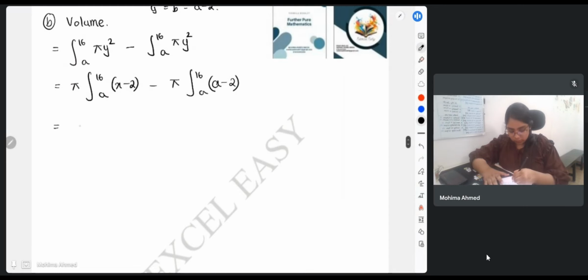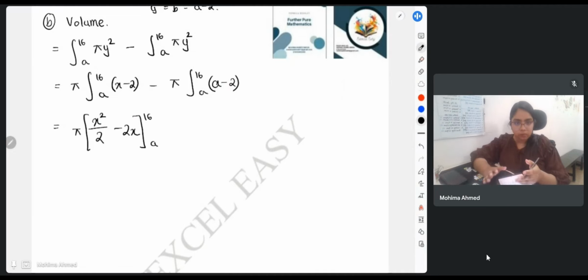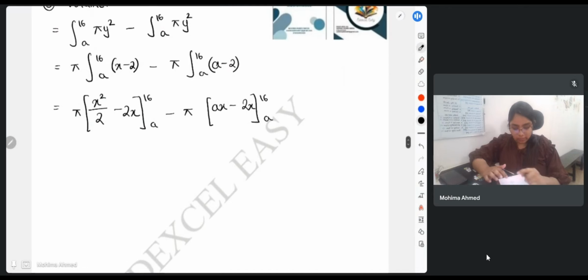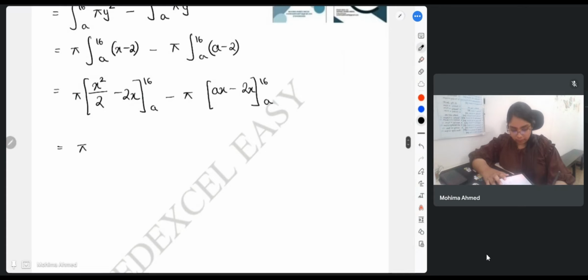Finally, we have to integrate this. It's going to be x square divided by 2 minus 2x with the boundary of 16 and a. Remember that over here the boundaries are quite similar, so you can take common in this section because every boundary for the two integrations is similar. And again pi, this will be ax minus 2x with the boundary of 16 and a. We can clearly understand that the 2x over here will eventually get cancelled out. Finally, we'll be left with, or I think let's not do that over here because it will just make things more confusing for you to work with. Let's just keep it this way and input the values.